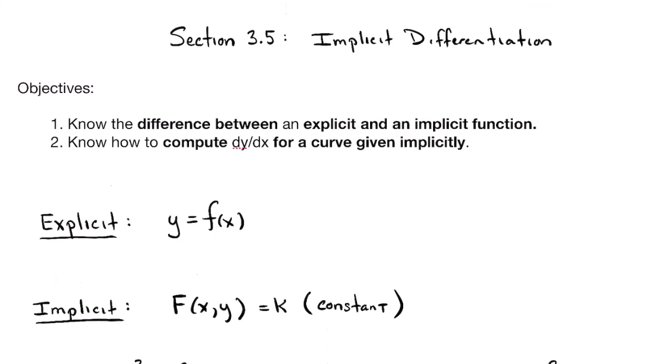Let me tell you, first of all, what do I mean by explicit versus implicit? Well, in all cases, I'm talking about a curve in the xy plane, so a relationship between the variables x and y. And that relationship is so-called explicit, and this is what you're most used to, if the equation can be solved for y only in terms of x. So an explicit function relationship is when we've solved for y in terms of x.